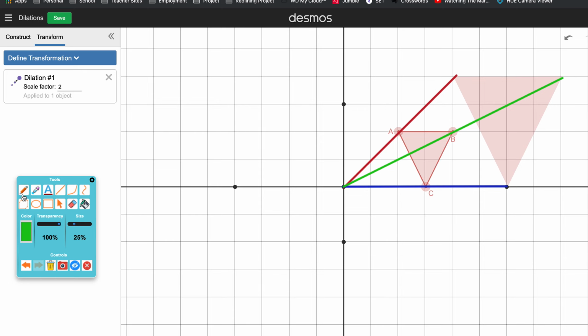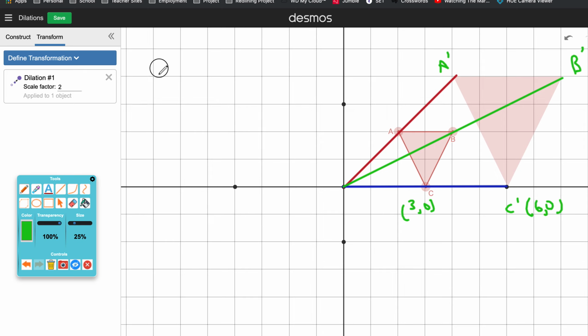So we can start labeling some stuff here. We know that this is B prime, this is A prime, and this is C prime. Now, how are the coordinates affected? Well, if we take a look at C, it is at (3, 0). Now, if we take a look here, C prime is at (6, 0).